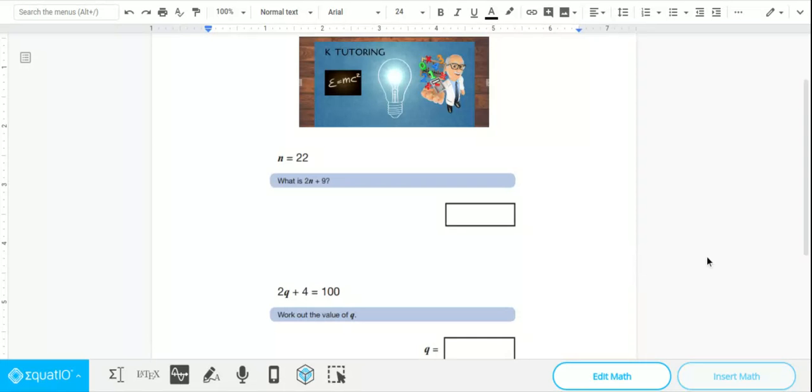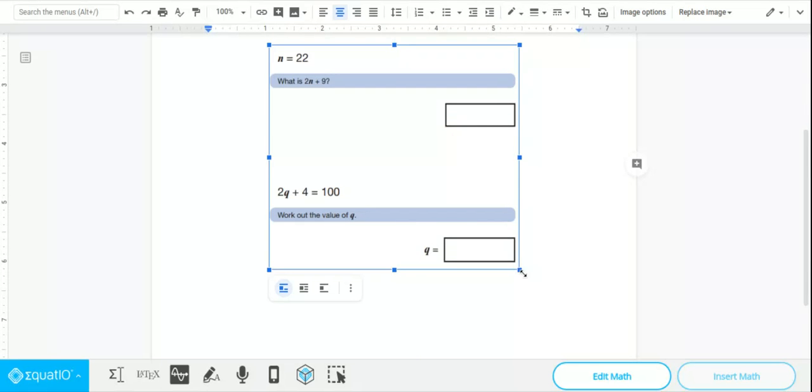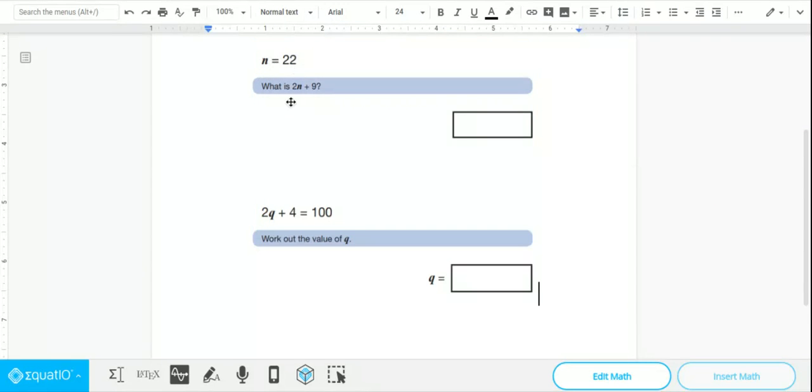This is another question from a previous past paper, Year 6 SATS reasoning. So let's begin. Let me make this slightly bigger, so it's easy to see. It says here n is 22, what is 2n plus 9? So n is 22, 2n plus 9.